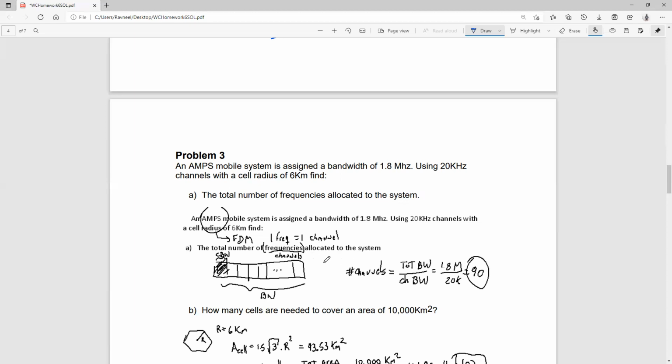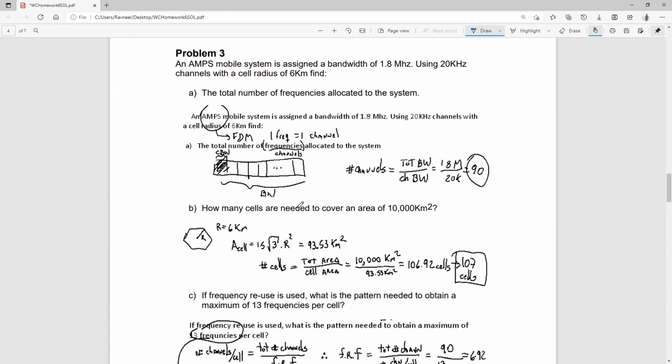So basically we need to find the number of channels. The number of channels is equal to total bandwidth divided by channel bandwidth. In that particular case, 1.8 megahertz divided by 20 kilohertz is going to give me the total number of channels or frequencies as equal to 90. So they will need a total of 90 channels to cover the total bandwidth of 1.8 megahertz.